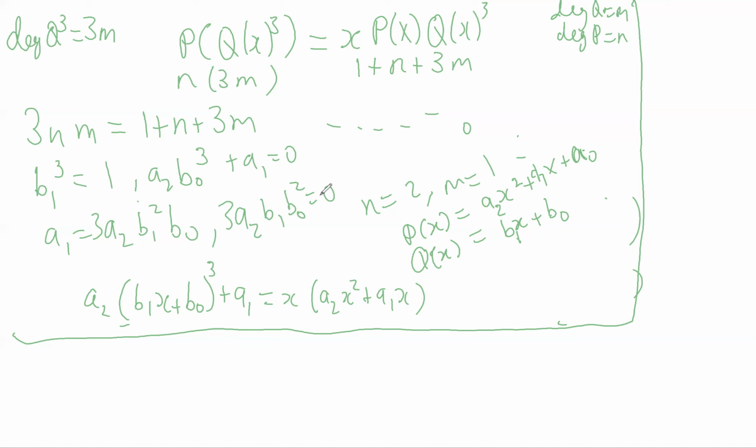So a2 could be 0. If a2 is 0, then a1 is 0, which makes p constant, so a2 can't be 0. So then b0 has to be 0. And then a1 has to be 0. So what's the conclusion then? Conclusion is, don't just think problems are trivial.